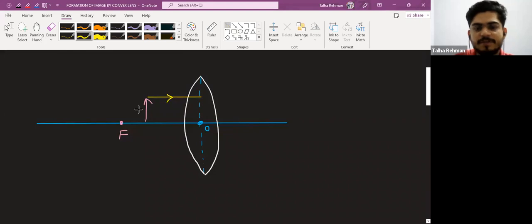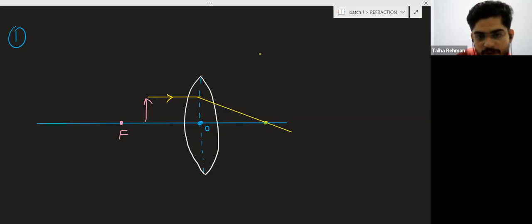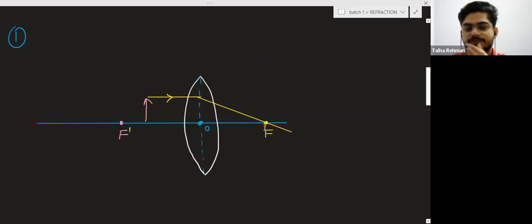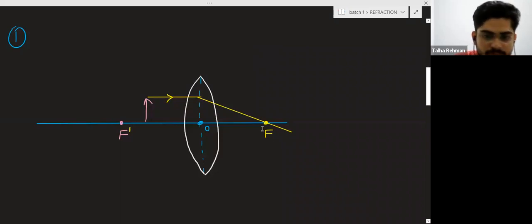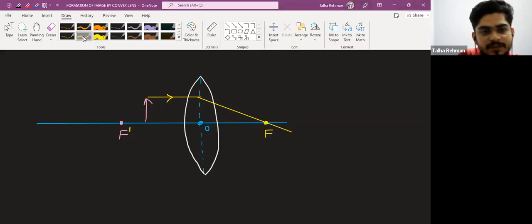Whenever a ray which is parallel to the principal axis passes from the focus. So this ray will pass from the focus. Okay, and this is F dash, I have told you, and this is F. Now second ray from this will be like that.